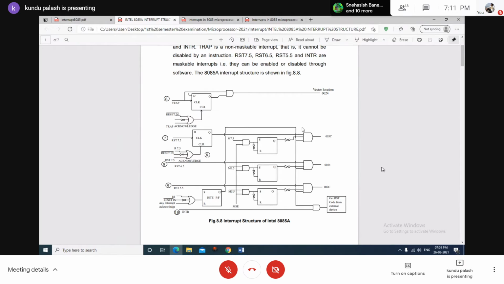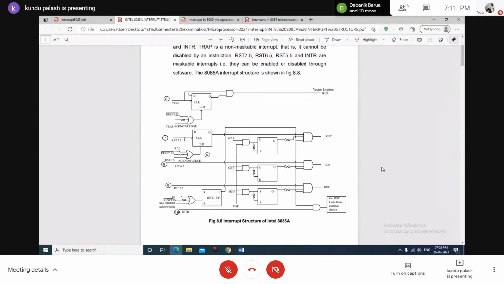So in this way, for the 3 input AND gate, two inputs will be 1 logically, and this will be passed directly from the flip-flop connected physically to the signal RST 7.5. So the AND gate will be high only then, but the others will not be. When the AND gate is high, automatically the CPU will branch to the vector address 003C for RST 7.5.